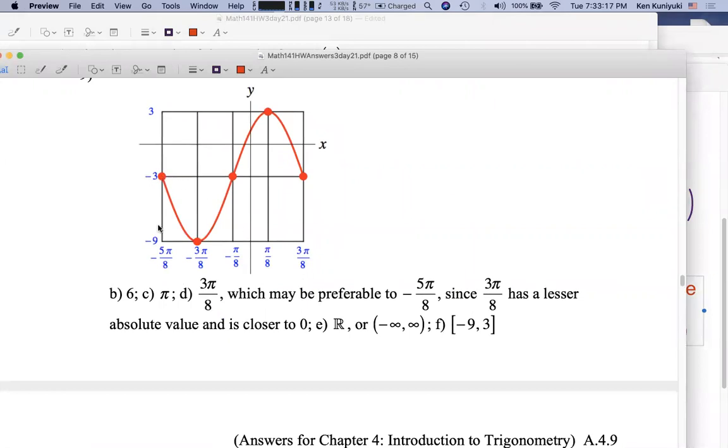Bear in mind, I could start my cycle at -5 pi over 8, as I do here, or a lot of books would have started with 3 pi over 8 as their phase shift, and they would have started their cycle there. If you did that, that's fine. Some books would prefer 3 pi over 8, which is the more appropriate phase shift.